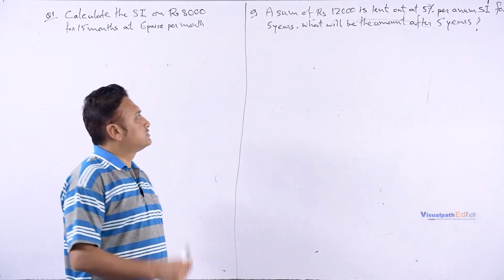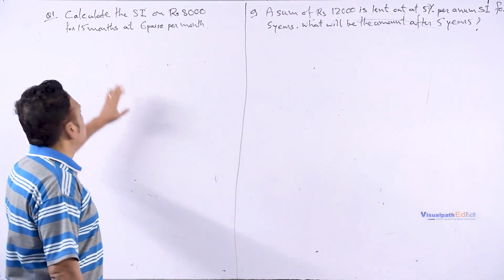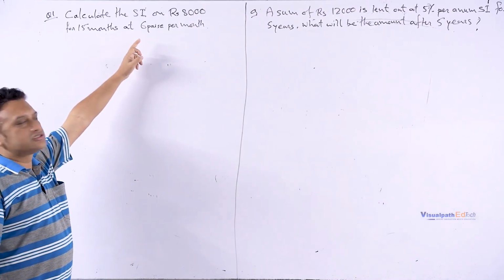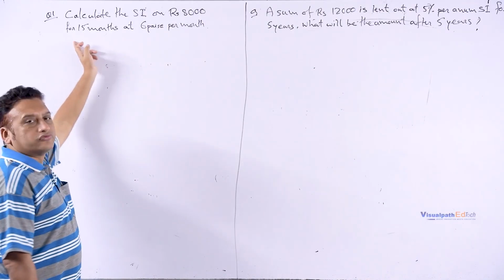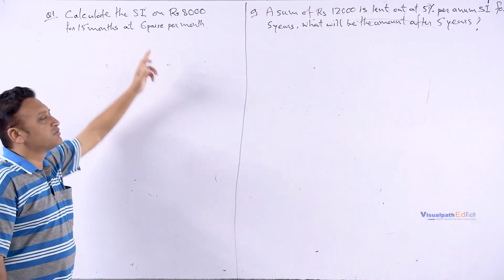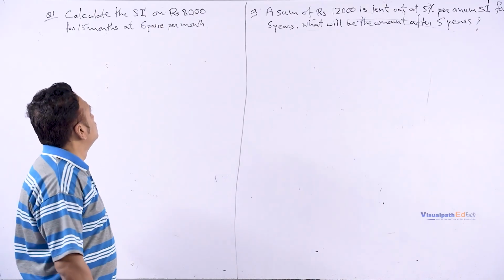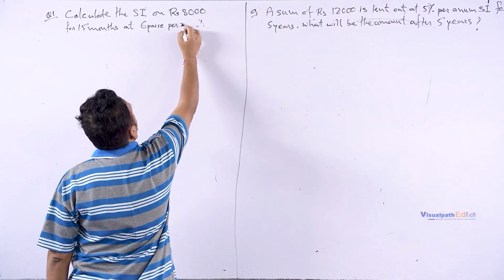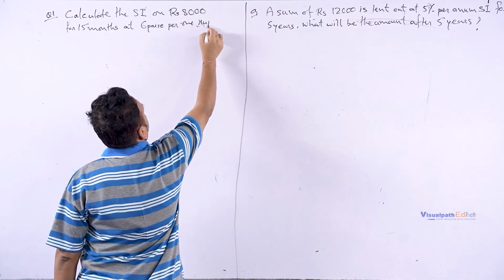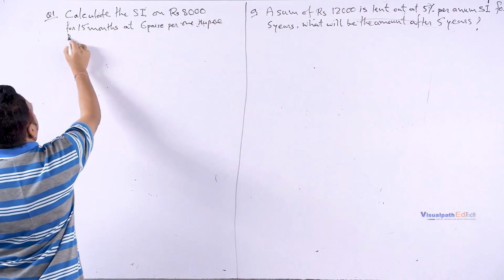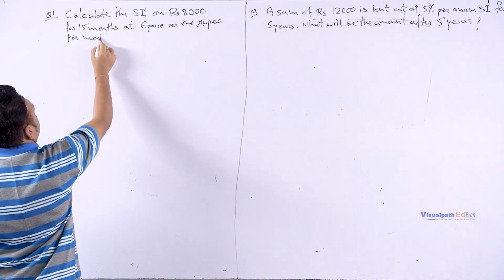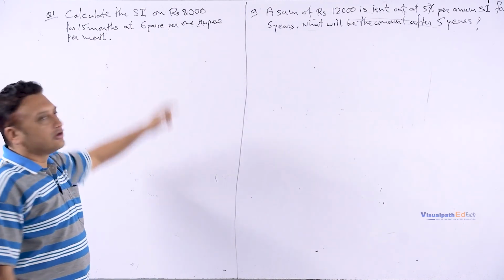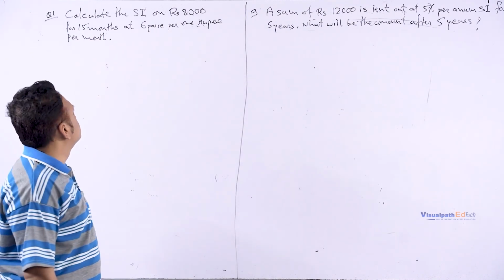So, let's take a couple of sums and show you how to do it. The first sum says: calculate the simple interest on rupees 8,000 for 15 months at 6 paisa per rupee per month. Okay, that's the question. 6 paisa per 1 rupee per month. That is how the rate of interest is given.